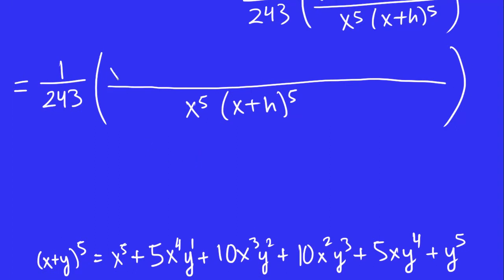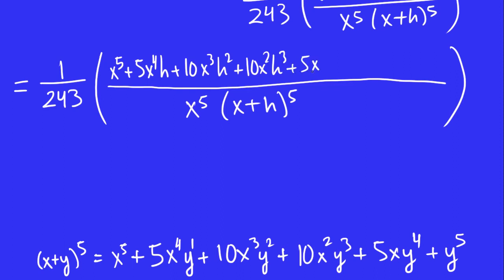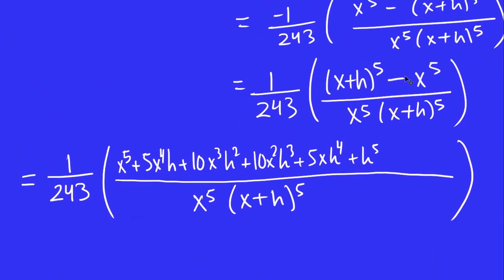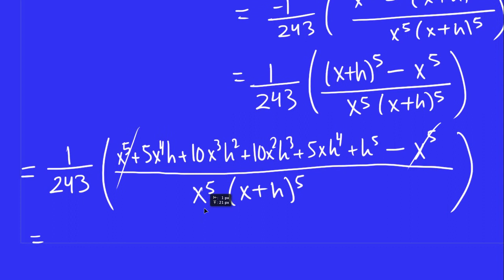We got x to the 5 plus 5x to the 4 h plus 10x cubed h squared, 10x squared h cubed plus 5x h to the 4 plus h to the 5. Okay? And now I can get rid of this here. But don't forget this minus x to the 5, right? Remember, all of this stuff here just represents (x plus h) to the 5. And then I still have to write minus x to the 5. Now, as usual, we hope for some canceling, right? And we do get it. These two cancel.